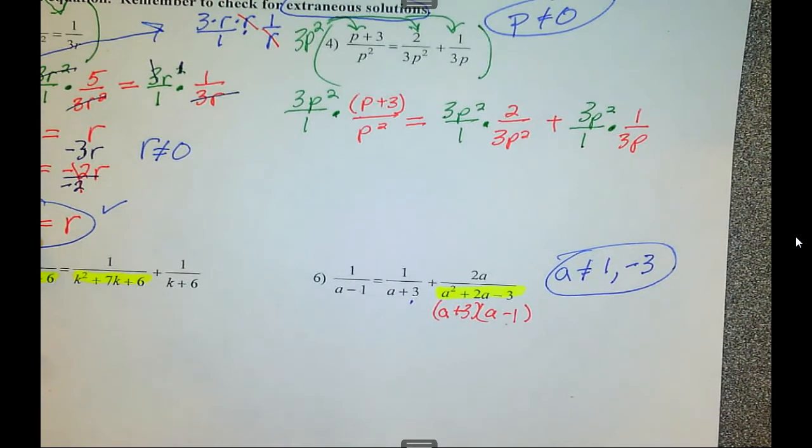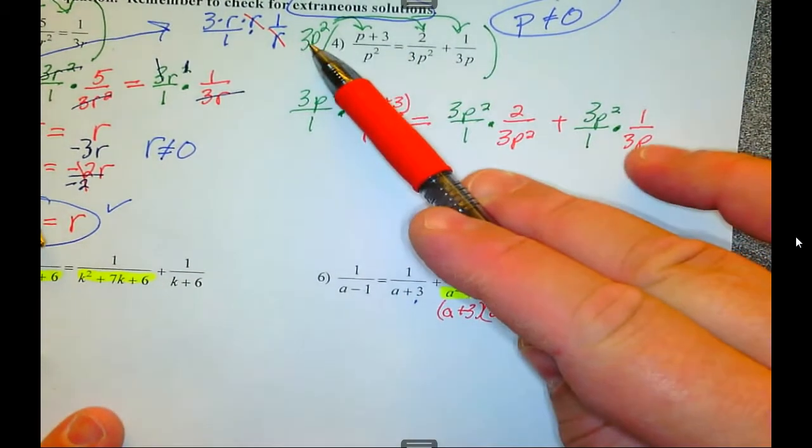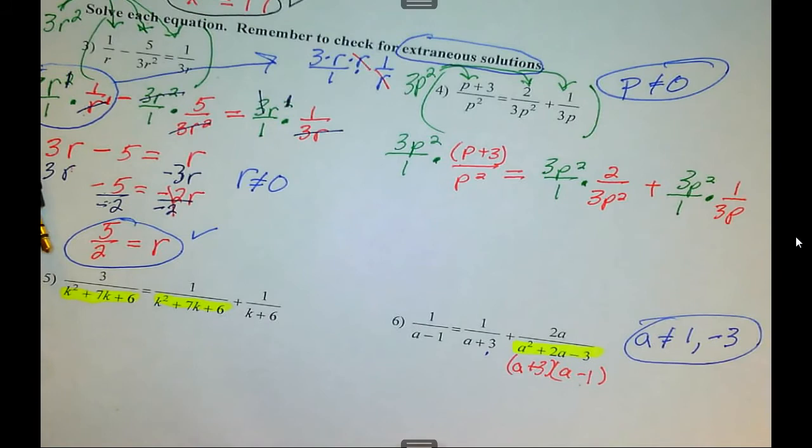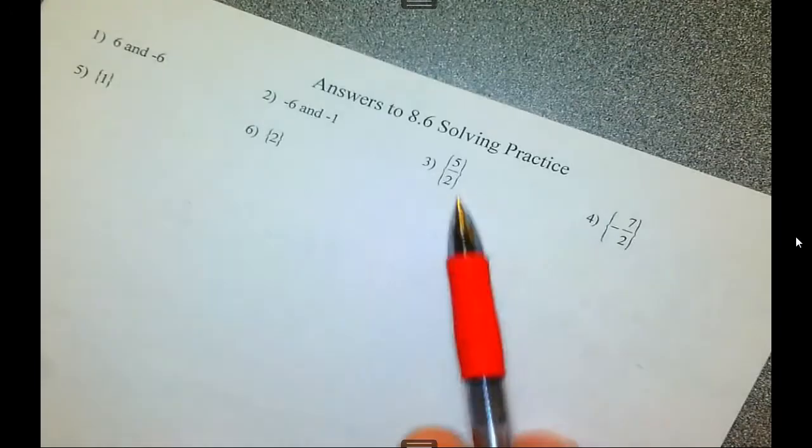Now on the back, they actually say solve each equation, so they should have 5 halves on the back for number 3. Yeah.